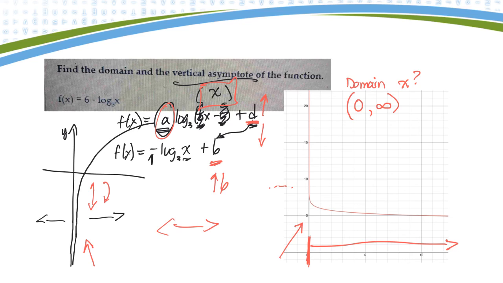And then for the vertical asymptote, that's just this y-axis, the line that the graph or the function approaches, gets closer and closer to, but never touches. And so the vertical asymptote would be the y-axis, or you could say the vertical line x is equal to 0. Hopefully that helps you with that one.